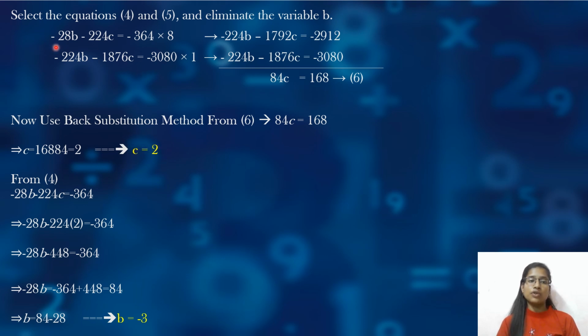And now from equation number 4, we'll put the value of c as 2 in the place of c, so that we'll get the value of b. So minus 28b minus 224 into the value of c, which is 2. So we'll multiply this. We got minus 448 is equals to minus 364. We'll send this minus 448 to the right side. If it goes to the right side, it becomes plus 448. So we got the b value as minus 3.